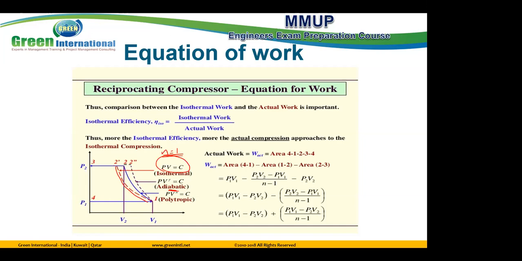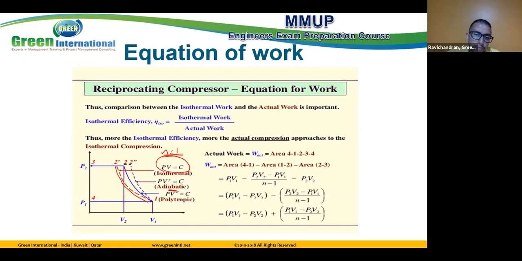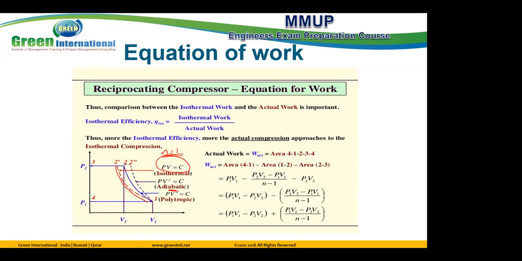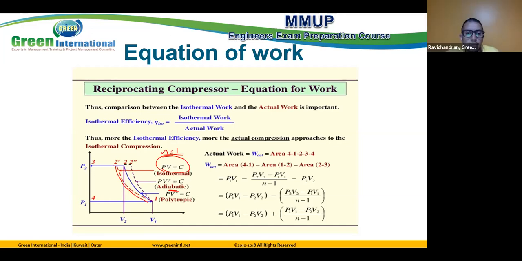So when it is expansion, we'll get the maximum work in PV to the power gamma equals constant, which is adiabatic. Adiabatic gives maximum work. And we will get minimum work in the isothermal, at gamma or n equal to 1, PV equal to constant, the isothermal process. This is minimum work.